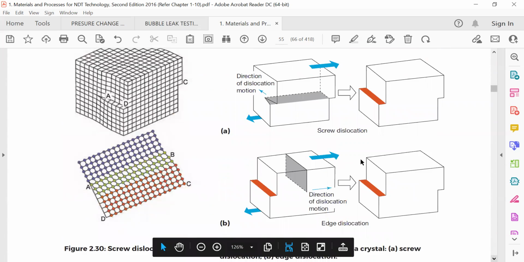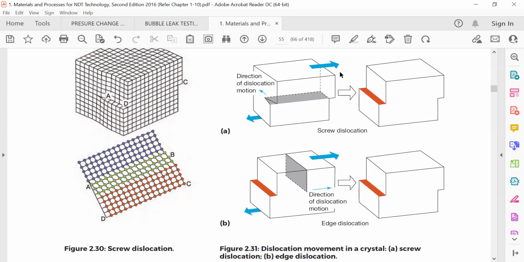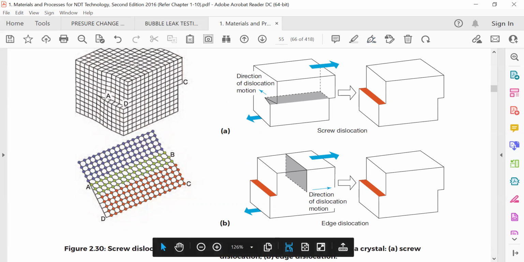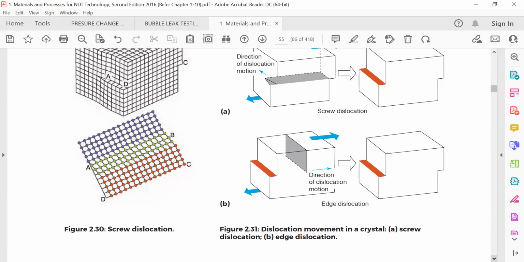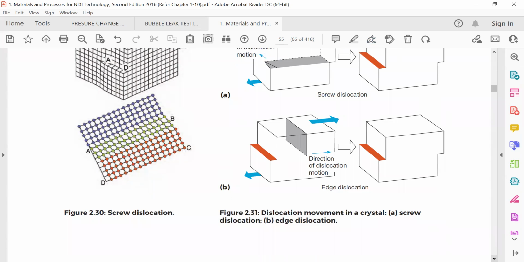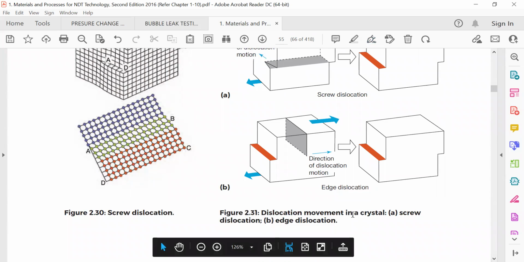So there are some dislocations. Edge dislocation. One direction, the opposite direction. Screw dislocation is this. Dislocation movement in the crystal: screw dislocation, edge dislocation.